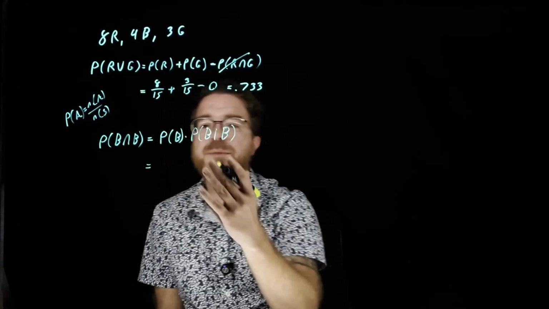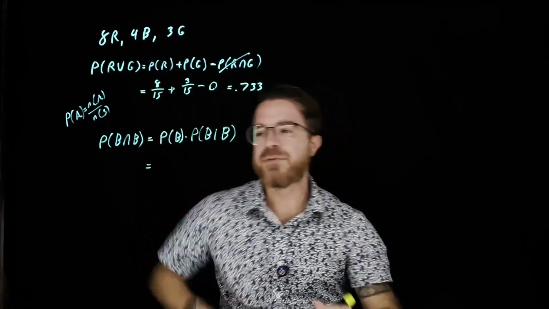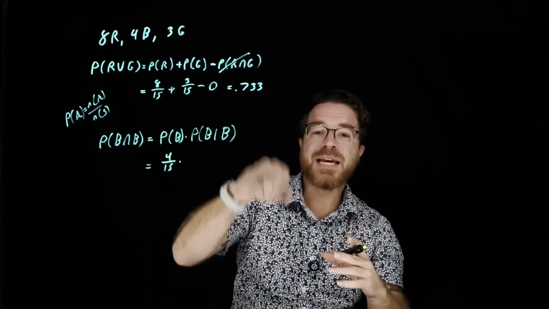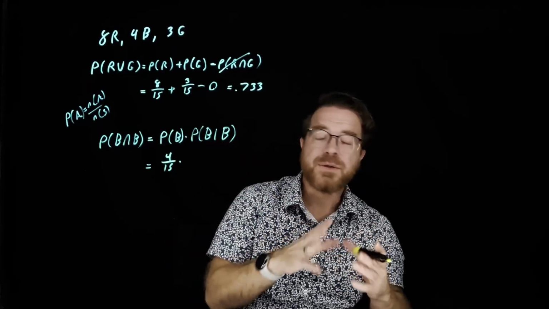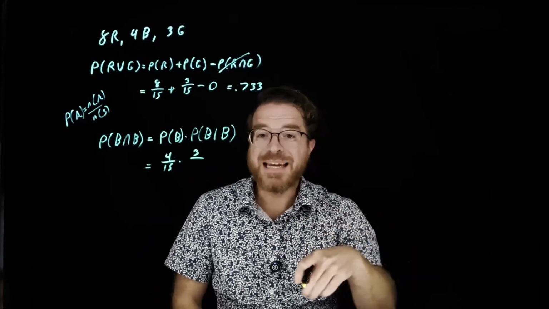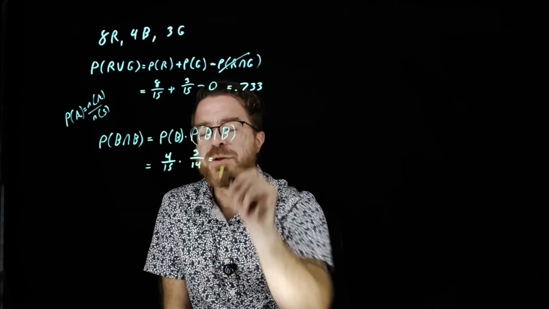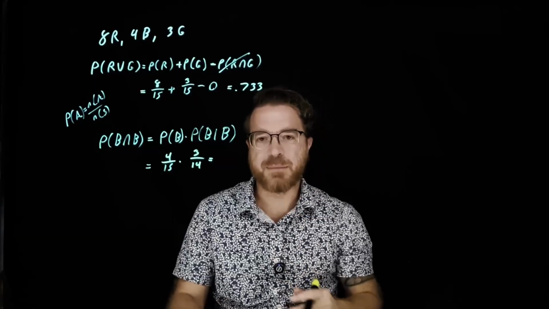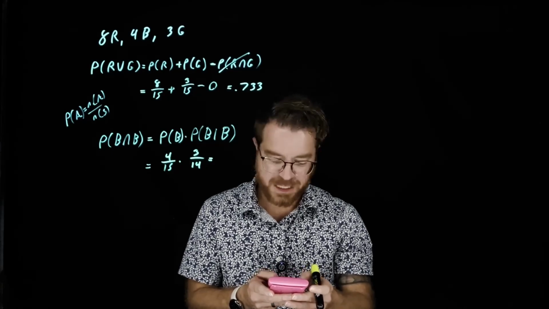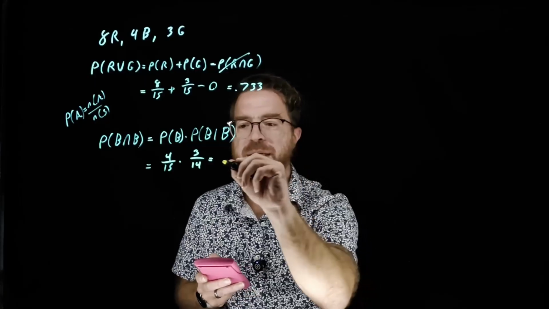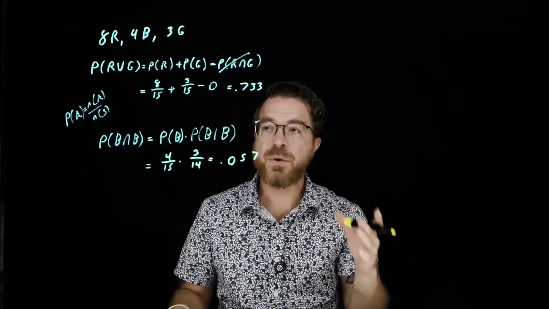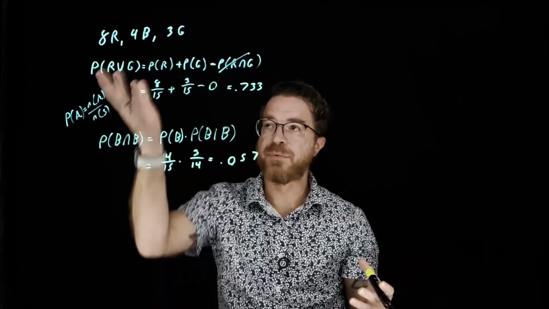So first things first, what is the probability of drawing a blue ball? Well, there are 4 out of 15. And now we need to figure out the probability of drawing a blue ball given that we've taken one out of the urn. Because there were 4 blue balls and we took one out, there are now 3. And there's now 1 less total ball in this urn, which means it's out of 14. So this is going to be 4 divided by 15 times 3 divided by 14. I put this in and I get a probability of 0.057.